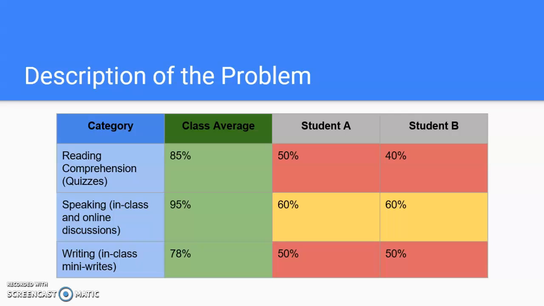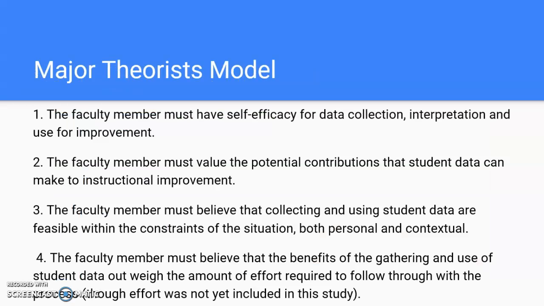In terms of speaking, the online discussion posts, students have been averaging 95% in this area, as opposed to students A and B who were in the 60% range, which is indicated by the yellow here because they are close to failing. And then finally, we have the writing, which students are averaging 78% there, and students A and B are in the 50% range, again, indicated by the red. So clearly this is an issue where student A and B are falling behind, and it is the job of the instructor to analyze that and evaluate how we can improve. So we'll talk about that next.